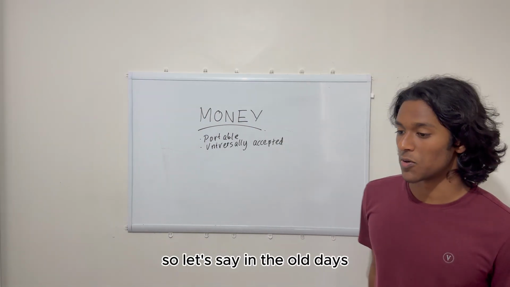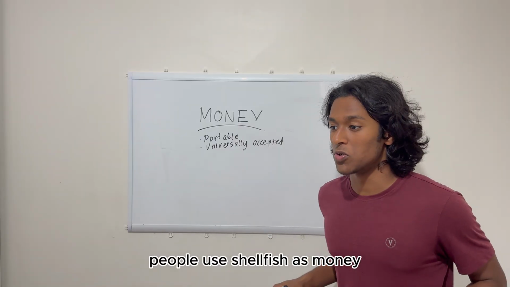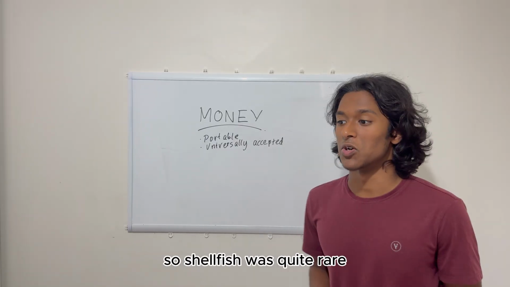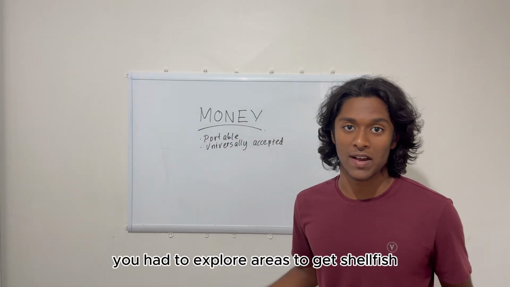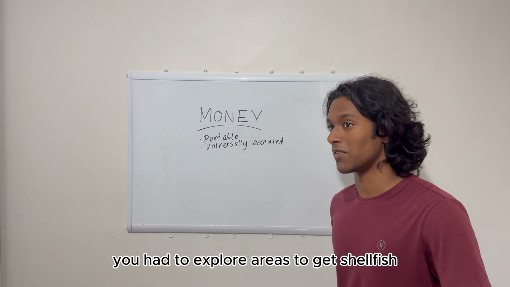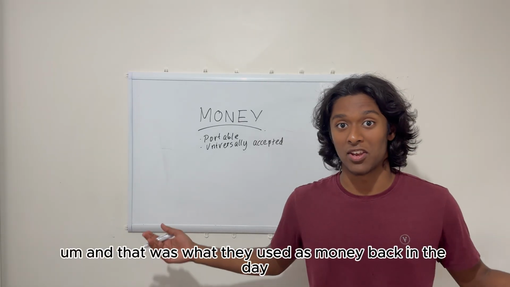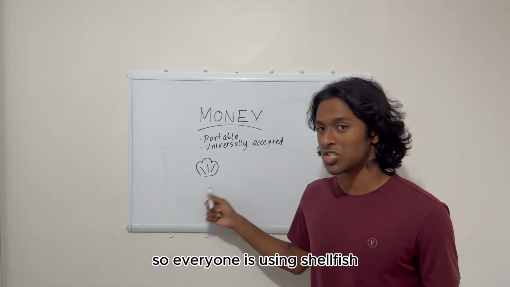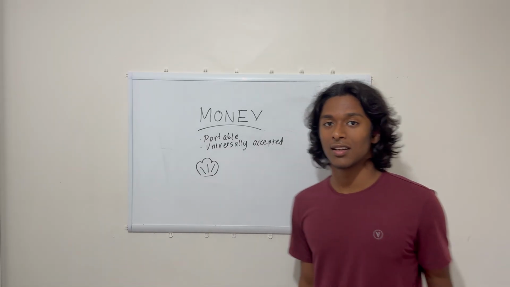Now, what does this mean? Let's say in the old days, people used shellfish as money. Shellfish was quite rare. You had to dig for it, you had to explore areas to get shellfish, and that was what they used as money back in the day. So everyone is using shellfish. Just pretend this is a shellfish, or some kind of shell.